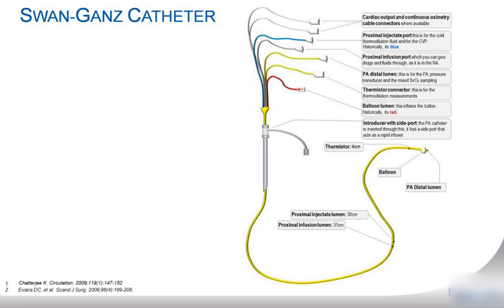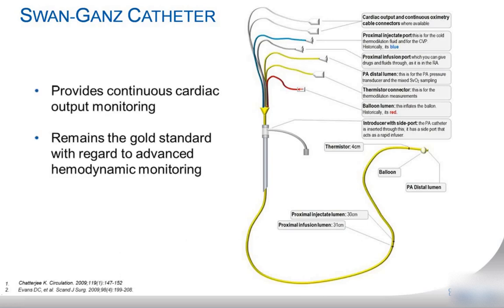Continuous cardiac output monitoring with a SWAN-Ganz is one of the most commonly used PA catheters in the ICU. PA catheters are the gold standard with regard to advanced hemodynamic monitoring, which is used to standardize all non-invasive monitoring systems. The general components of the continuous cardiac output monitoring catheter are shown here. Take a moment to review. When done, click anywhere to continue.